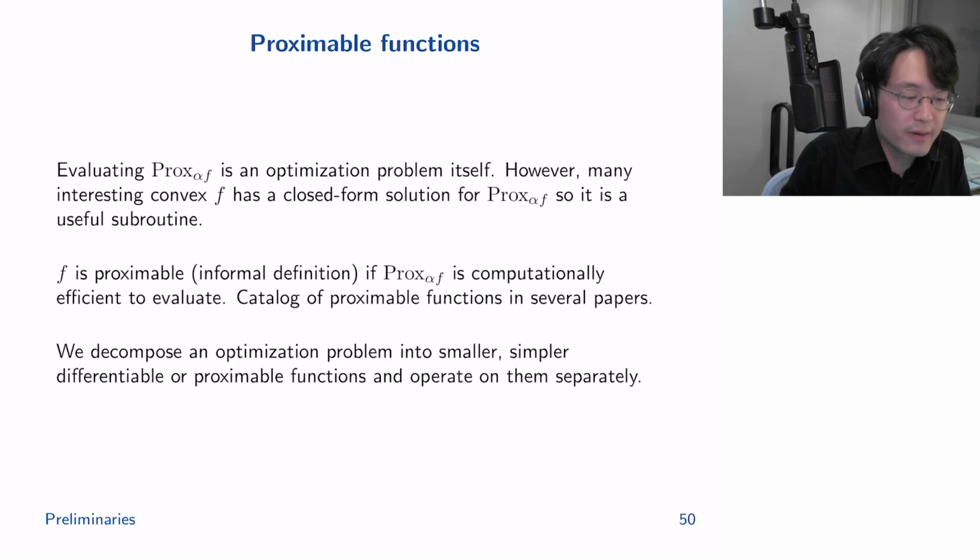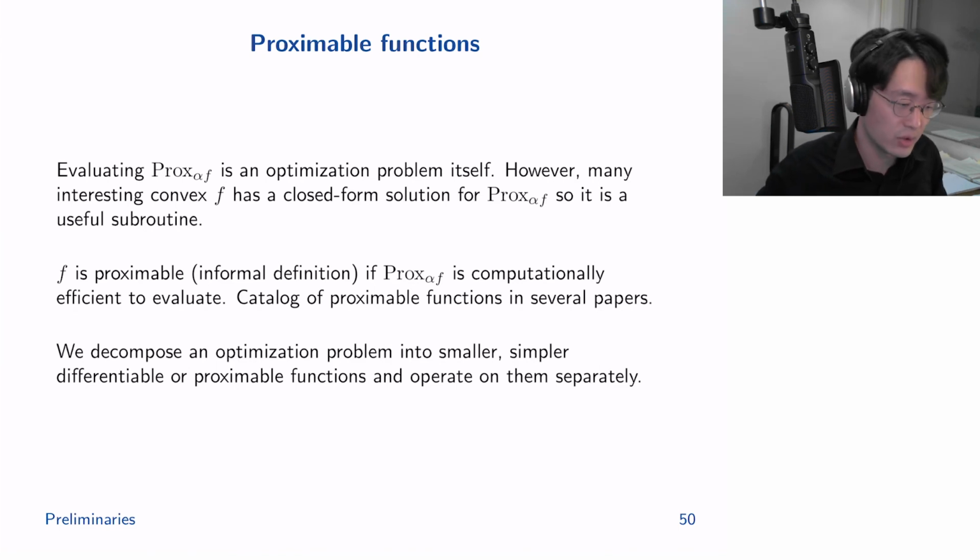The proximal operator is defined by an argmin. So generally speaking, evaluating the proximal operator is an optimization problem itself. However, many interesting convex functions have a closed form or semi-closed form solution for the proximal operator, and therefore it is efficient to evaluate, and it is a useful subroutine. We will be using the proximal operator as a subroutine throughout these lectures, so it is important that the subroutine is efficient to evaluate. We say f is proximable, and this is an informal definition, but it's a useful definition. So we say the function f is proximable if the proximal operator with respect to f is computationally efficient to evaluate. Now, of course, not all convex functions are proximable, but a lot of very interesting convex functions are proximable. And there are several papers that catalog a very comprehensive list of proximable functions.